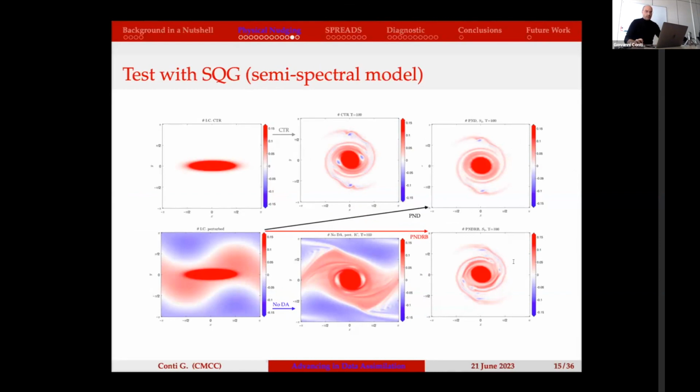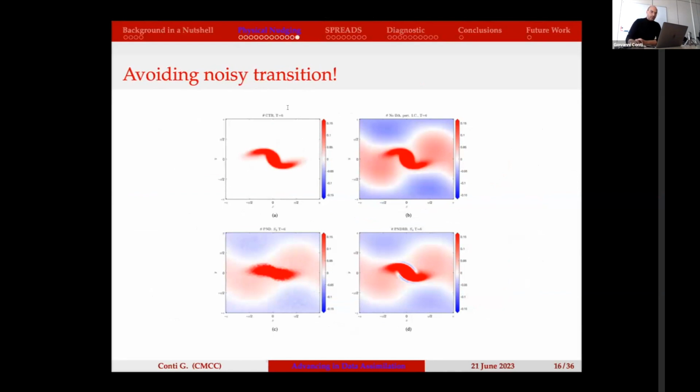While with the new nudging, we are able to find a vortex that is much smoother, and this can be seen better in the transition. This is the control run, this is the perturbed run without data assimilation, and this is what happens with the old physical nudging. So you see all these dots because we wanted to go toward the observation without knowing anything about the local surroundings. And so we correct the domain punctually, generating some noise, while in the new formulation, we are able to get a smoother initial condition, a smoother transition.